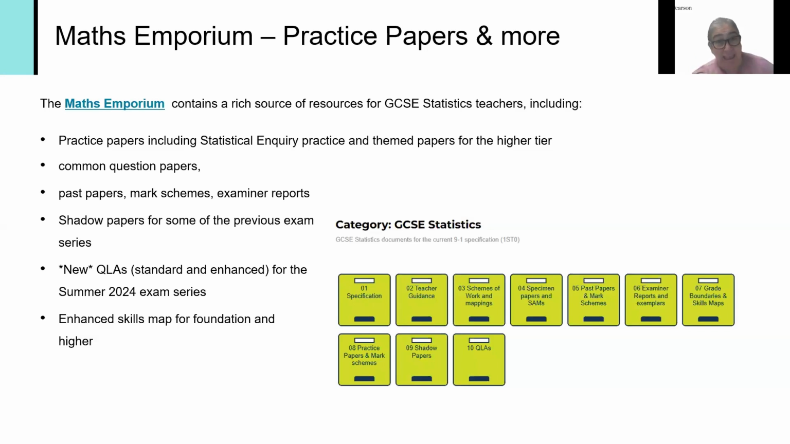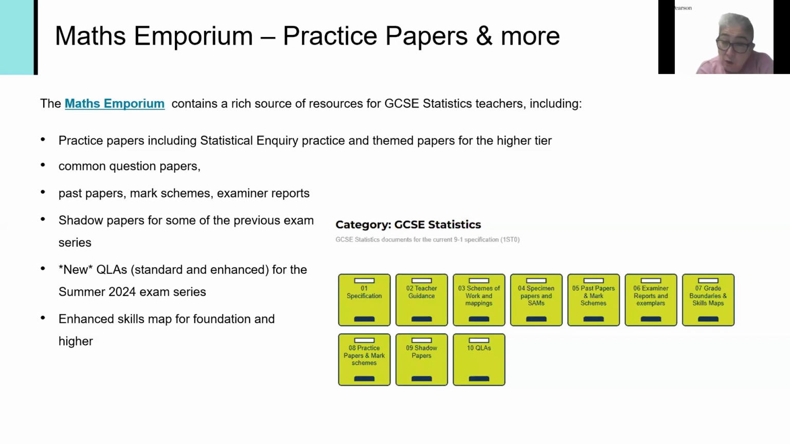In practice papers, I think, there are some papers for the statistical inquiry cycle. It's all about collecting data and trying to embed it lower down the school. Let's try to get kids enthusiastic about data, because the world is so data rich.